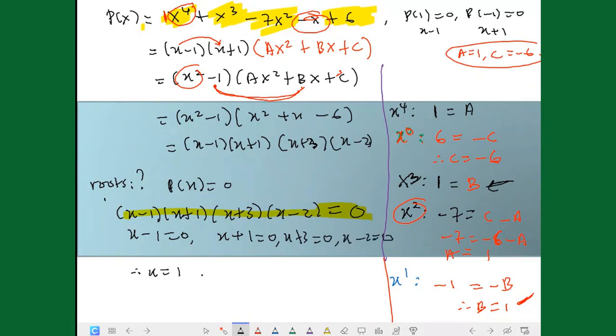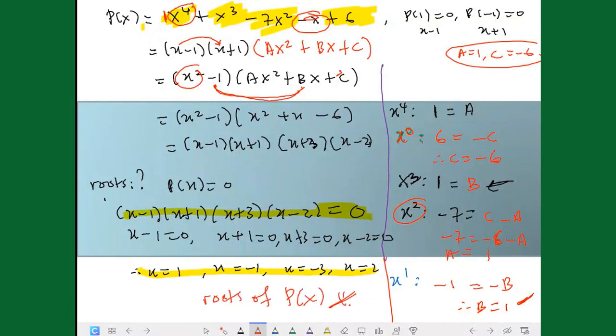Therefore, x is equal to 1, x is equal to negative 1, x equals to negative 3, x equals to 2. This all we call roots. This is only roots of P(x). Settle. Ini semua ni roots dia.